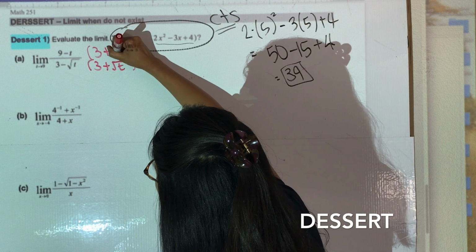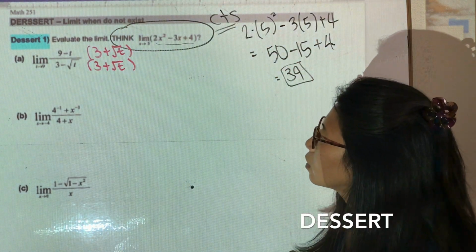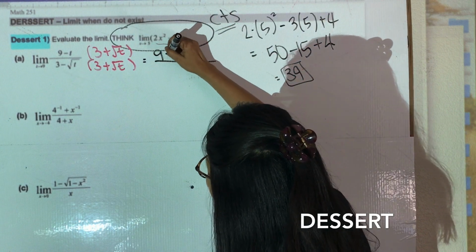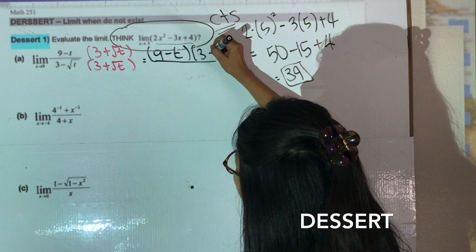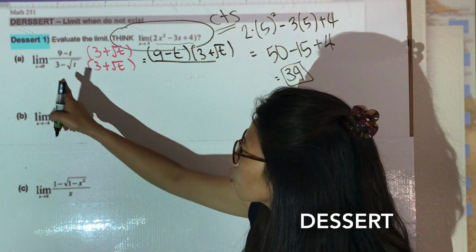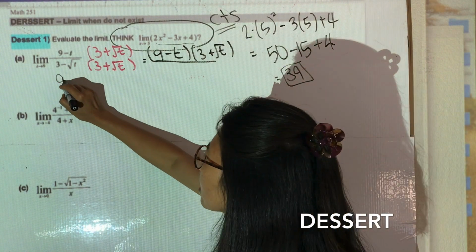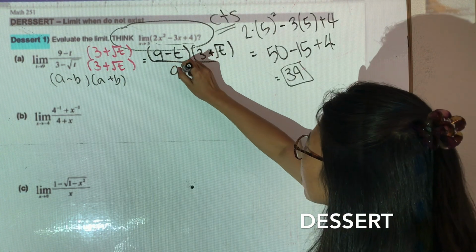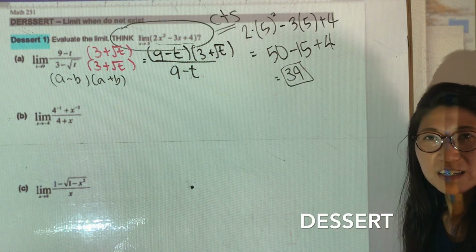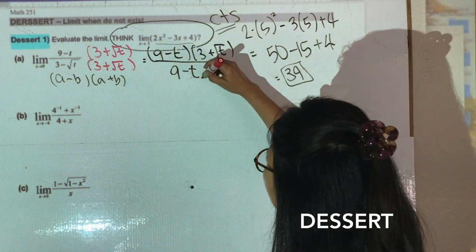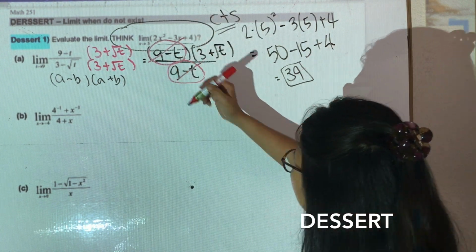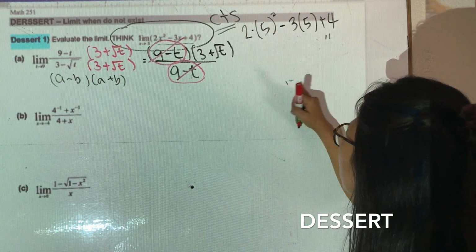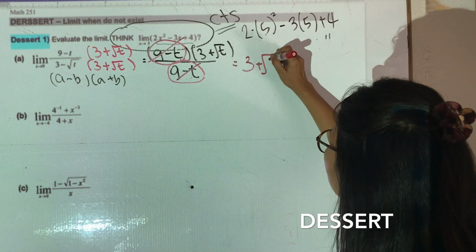Do you guys remember multiplying the conjugate? So in this case, my top is going to be 9 minus t times 3 plus square root of t. But if you do the denominator, did you notice that it's the a minus b, a plus b equation? So that makes 9 minus t again. And as you notice, they are the same factors, good thing. So we factor it out, and then I got only 3 plus square root of t.